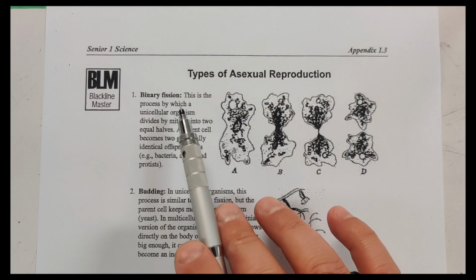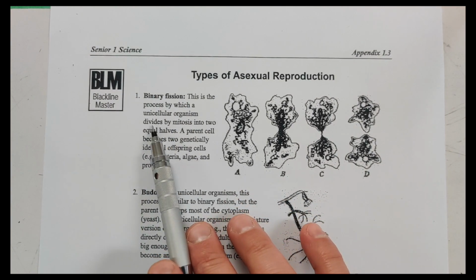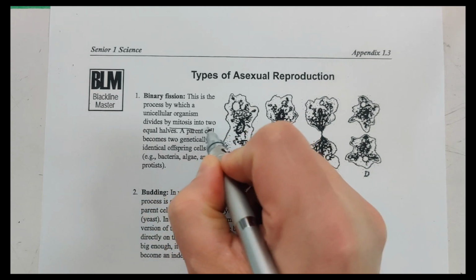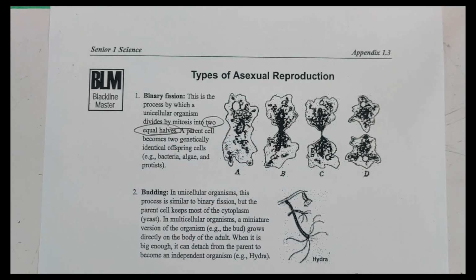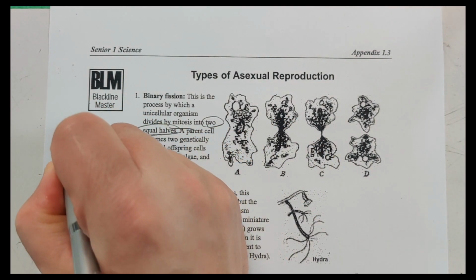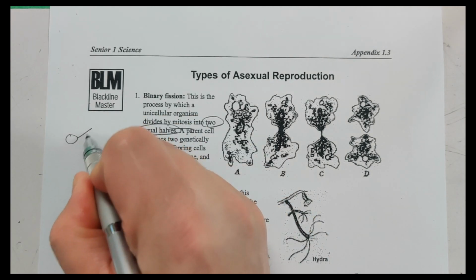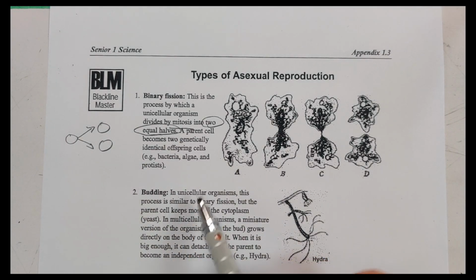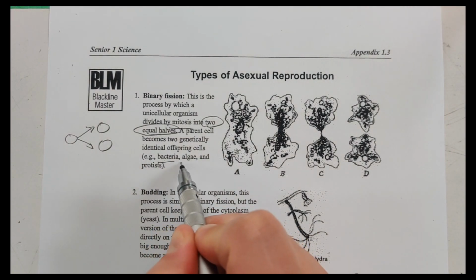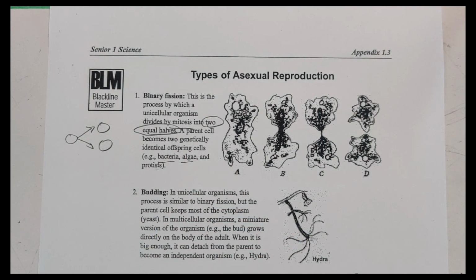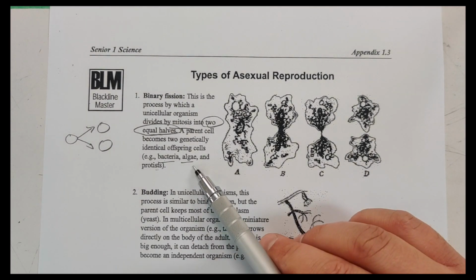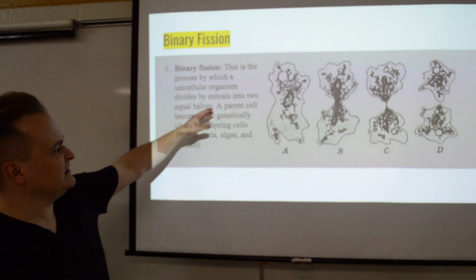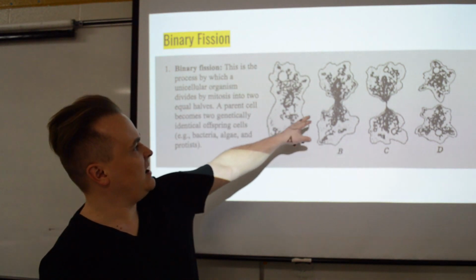So binary fission is the process by which unicellular organisms divide by mitosis, so I'd underline that, that's the first thing you should do, into two equal halves. All you have to do in the margin is draw one cell becoming two. This happens in bacteria and algae. Those are things you might want to know. So now you know what it happens in and what it is. A cell gets big and breaks into two.